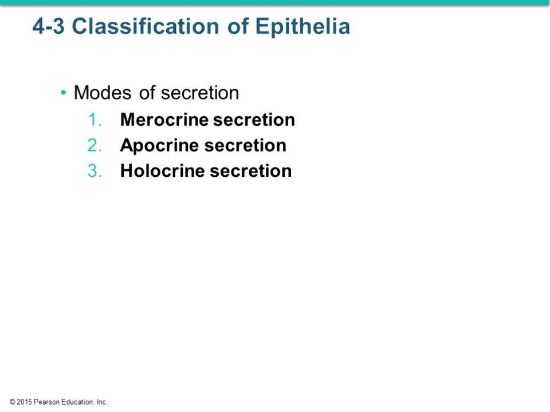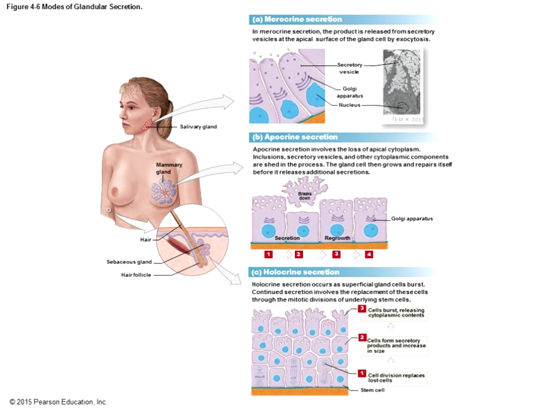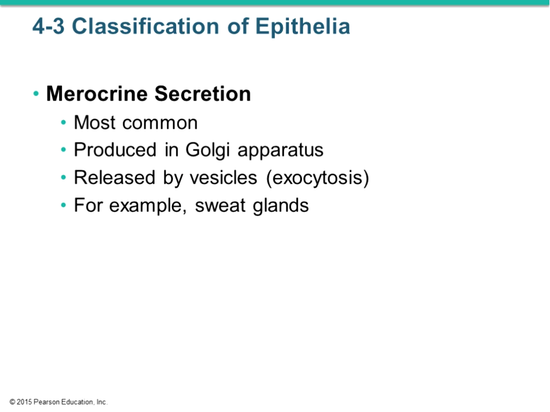All right, so as I said, the thing we want to focus on mostly is the mode of secretion, right? What is happening in terms of how the secretory product is being released. And so we have these three types: merocrine, apocrine, and holocrine. We want to define what these are, as well as give an example of each. So you can see merocrine, apocrine, and holocrine. Right? So the first one is merocrine secretion.